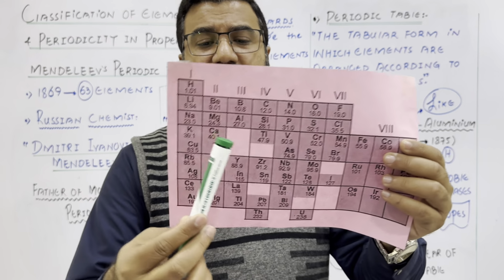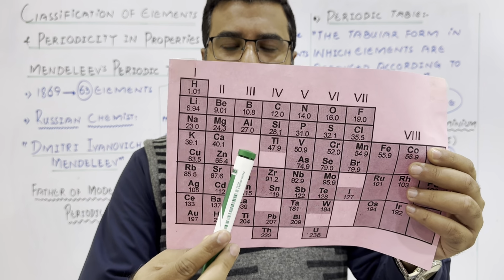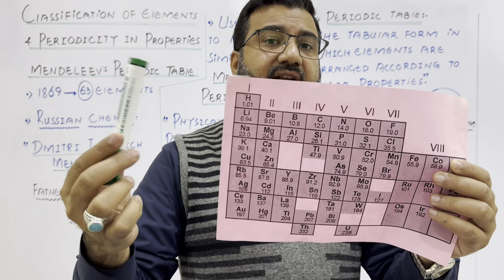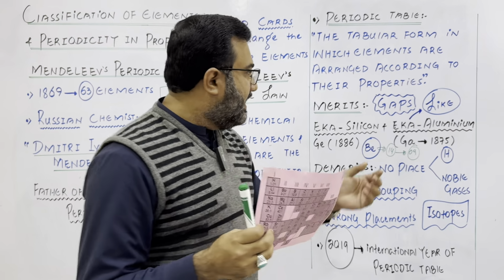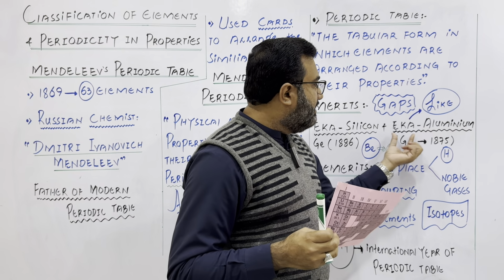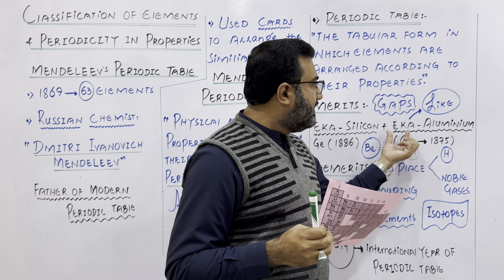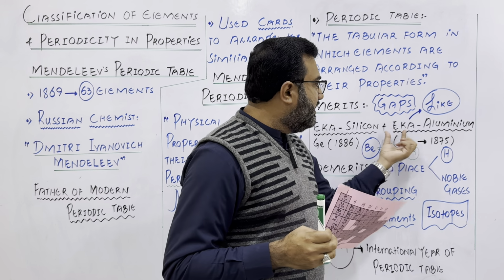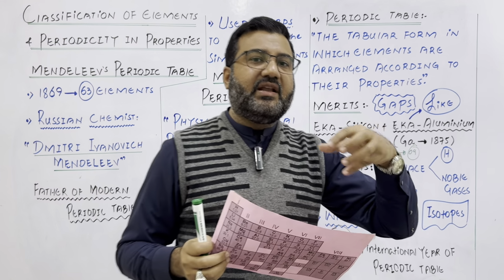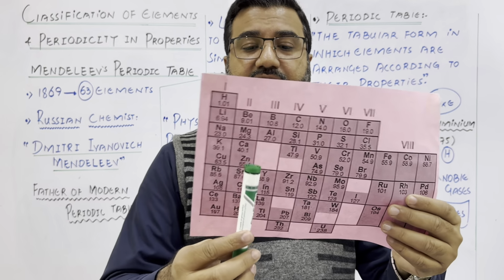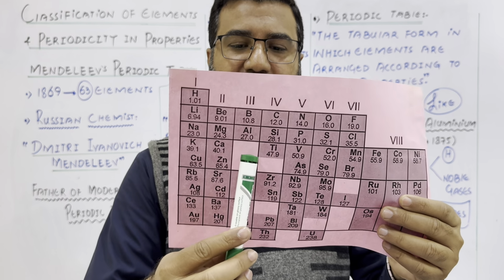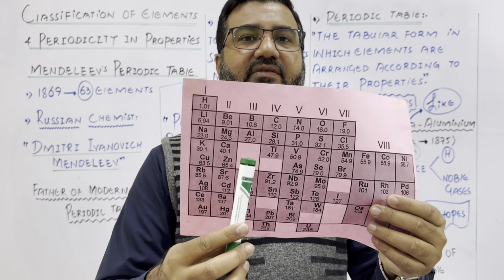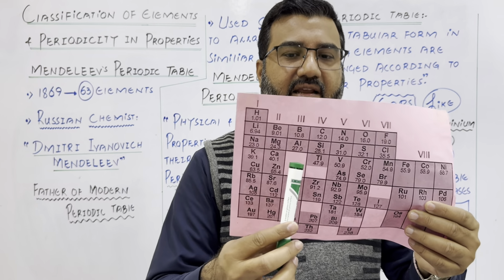He left a gap just below aluminium here, and he named that undiscovered element Eka-aluminium. My dear students, Eka is a Greek word which means like. So Eka-aluminium means aluminium-like. He left a place for an undiscovered element below aluminium and he named this undiscovered element Eka-aluminium.